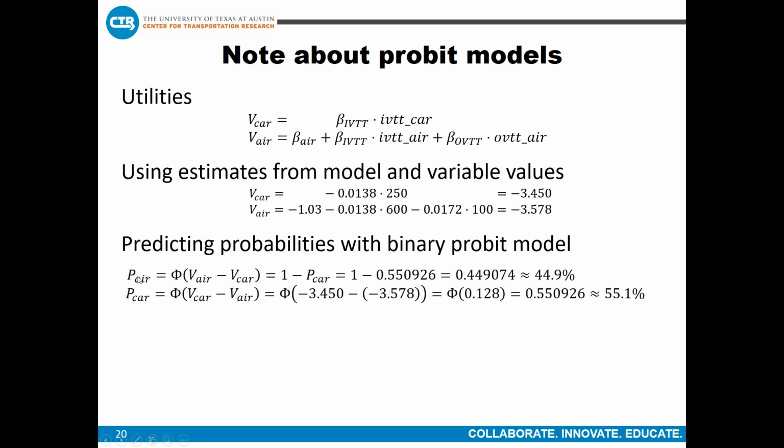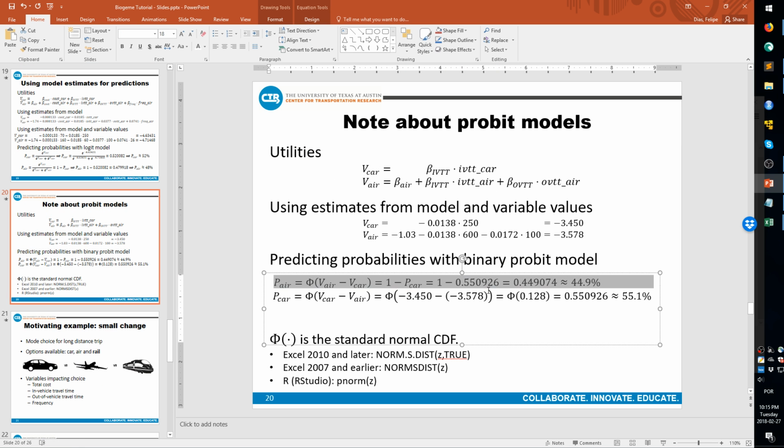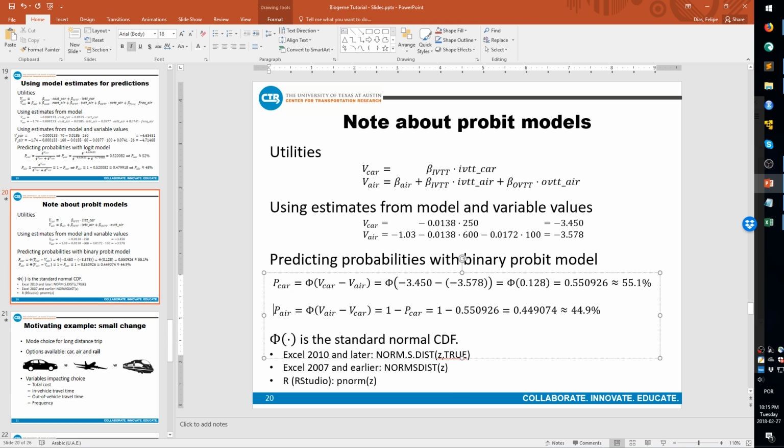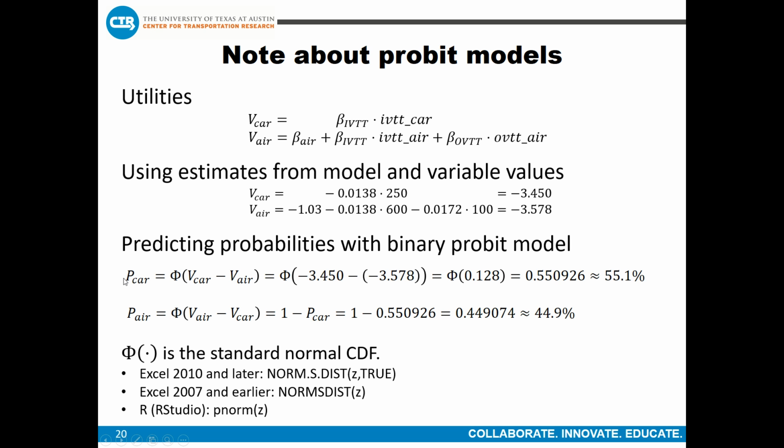So the probability of using car is going to be phi of the utility of car minus the utility of air. It's just the difference of the two. And if you want to get the probability of car, put the utility of car first. So it's going to be phi of minus 3.45 minus 3.5, so it's going to be phi of minus 1.28.